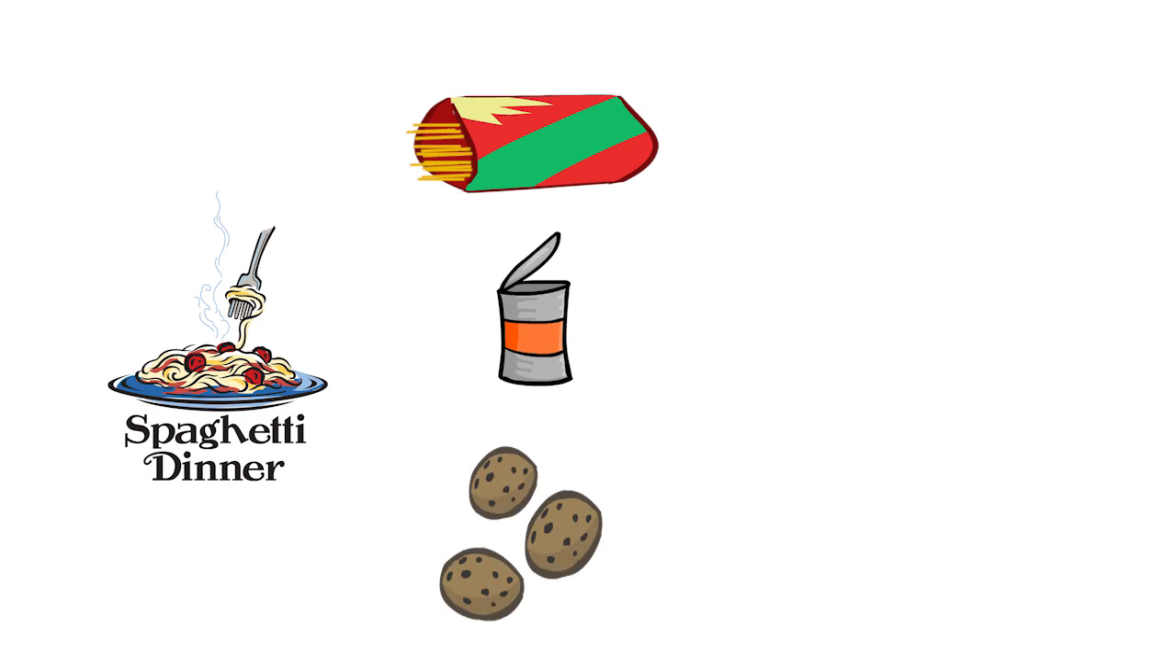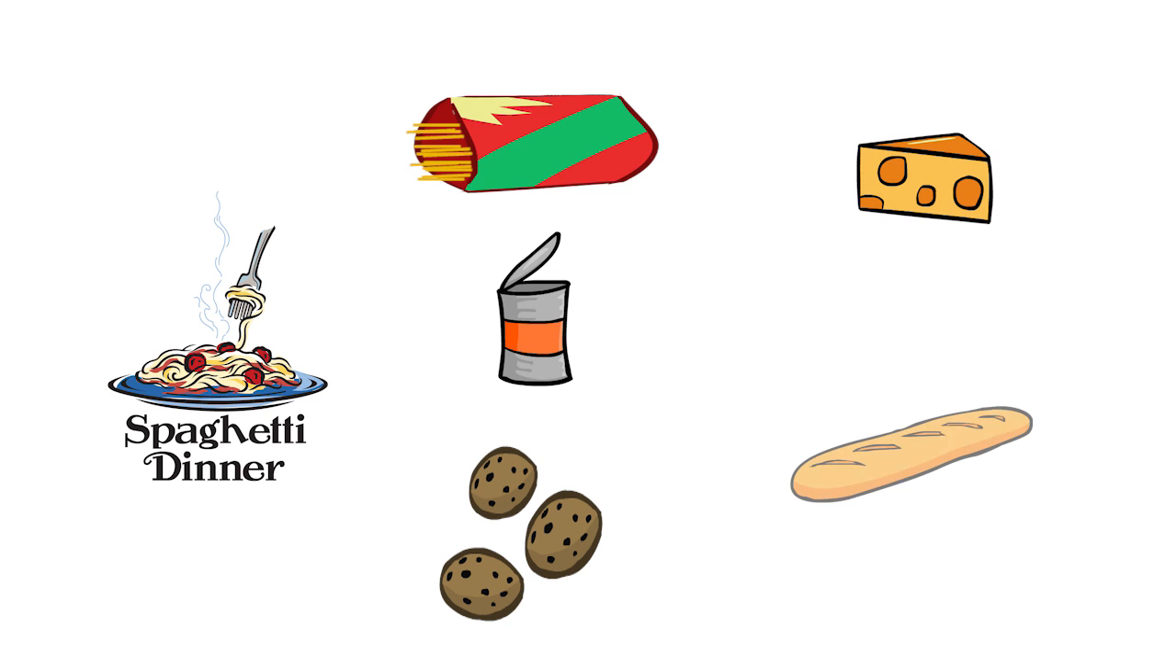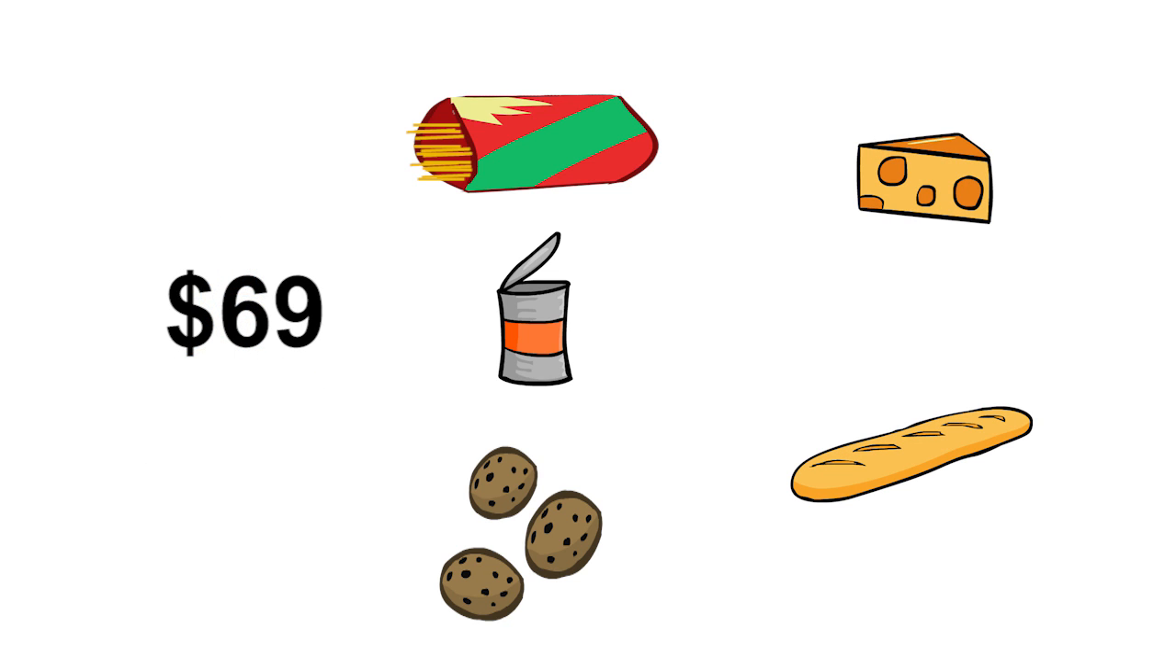Let's say I want to make spaghetti for dinner. I purchase noodles, spaghetti sauce, meatballs, cheese, and French bread. The cashier tells me my total is $69. Is that a reasonable total? Maybe, but is there any missing information that would tell me if this is reasonable or not?